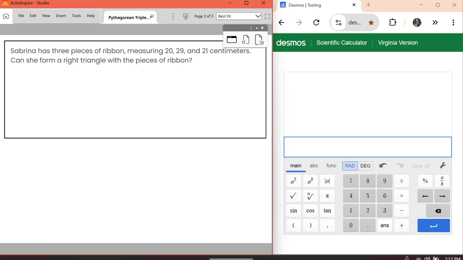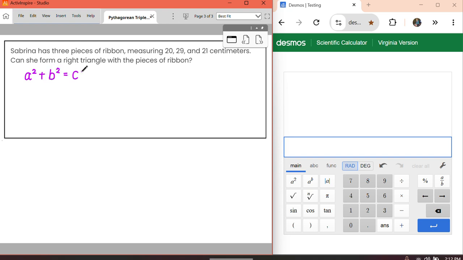Let's do one more example. This one has words, but it's done pretty much the same way, except we don't know the result this time. We don't know if it's going to work or not. So it says Sabrina has 3 pieces of ribbon measuring 20, 29, and 21 centimeters. Can she form a right triangle with the pieces of ribbon? Well, let's find out. I'm going to start by writing the Pythagorean theorem.